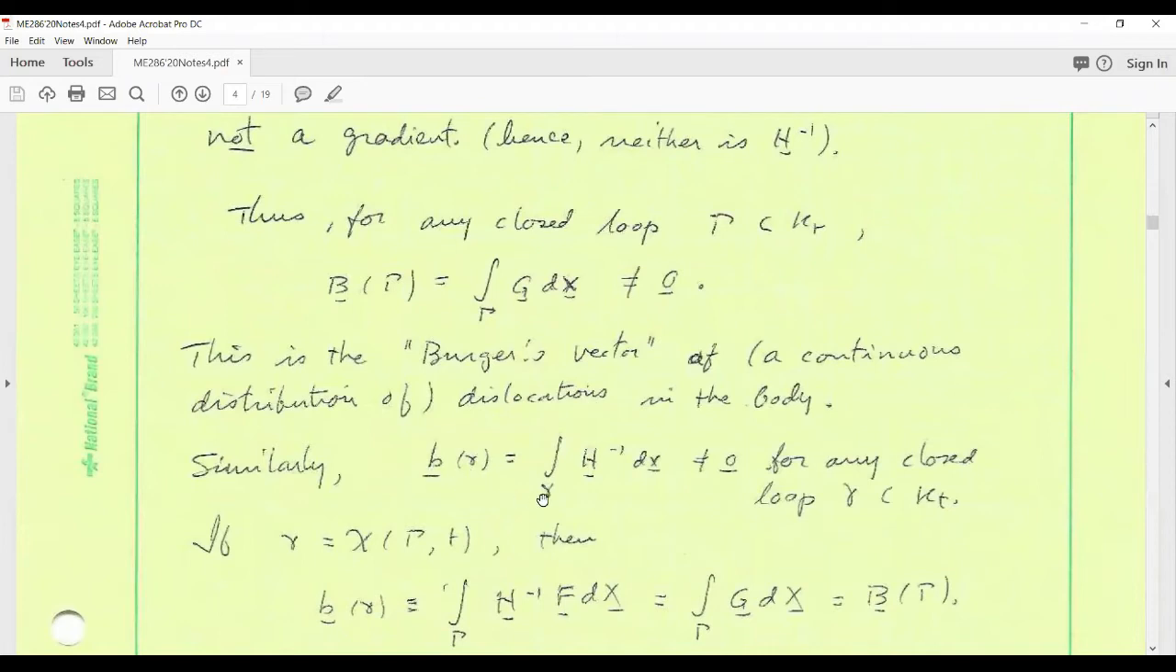Let's stipulate that this loop, gamma, is the deformed image of this gamma here. In other words, little gamma is what you get by mapping this gamma as a material curve by the deformation function, the overall deformation of the body that takes you from the reference to the current configuration.